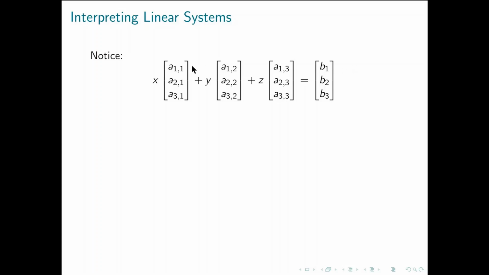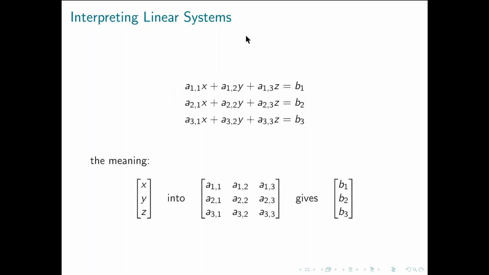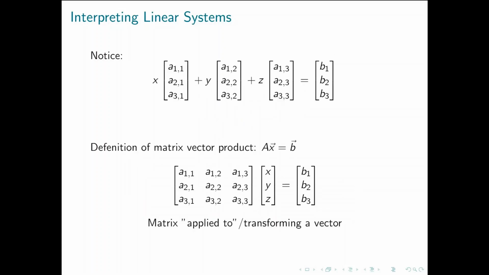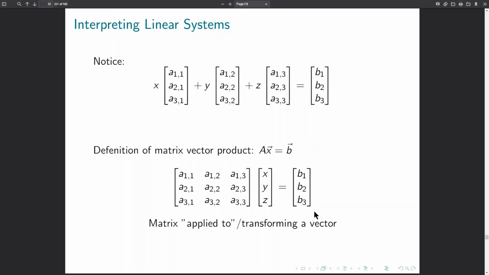What is this first row saying? It's saying x times a11 plus y times a12 plus z times a13 is equal to the constant b1. And really, all of these rows that we would get, all of these equations from this linear combination of vectors, produce exactly the equations that we had in this system right here. And this is the definition of the matrix vector product. We're applying this matrix to this vector.